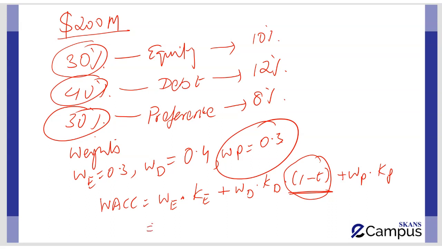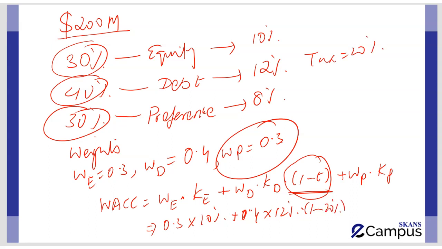So now the next step is you write what is the weight of equity, that is 0.3, what is the cost of equity, that is 10%, what is the weight of debt, that is 0.4, what is the cost of debt, that is 12%, multiplied by 1 minus t. Let's say the tax rate is 20% for simplicity. So I write over here 20% plus what is the weight of preference shares, that is 0.3, and you multiply with the cost of preference shares, which is 8%. Now if I add them up, the value comes out to be 9.24%. So what does this mean?